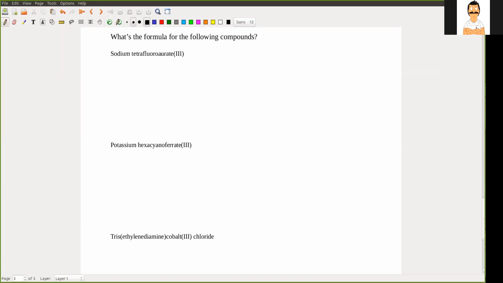Today we are going to extrapolate from the name of a coordination compound to the chemical formula of the coordination compound. It's relatively straightforward. It carries over from our last video where we took the coordination compound chemical formula and turned it into a name. We use the same rules, just in reverse.